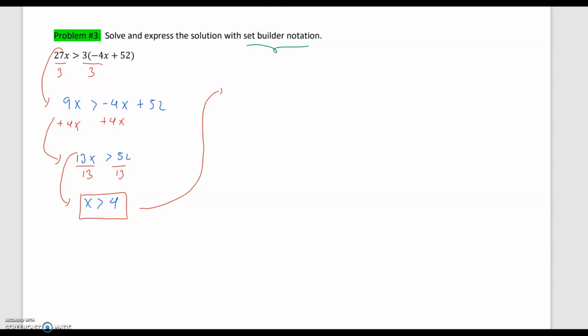Okay, and then let me just rewrite it. The solution is going to be x is greater than 4. Set builder notation: it's going to be the set of x such that x is greater than 4, comma, x is a real number. And that's pretty much it for this one.